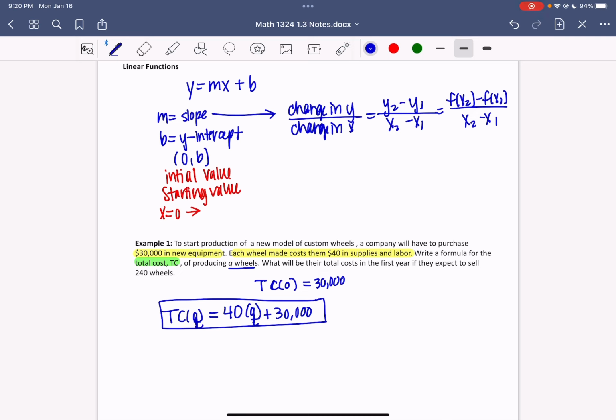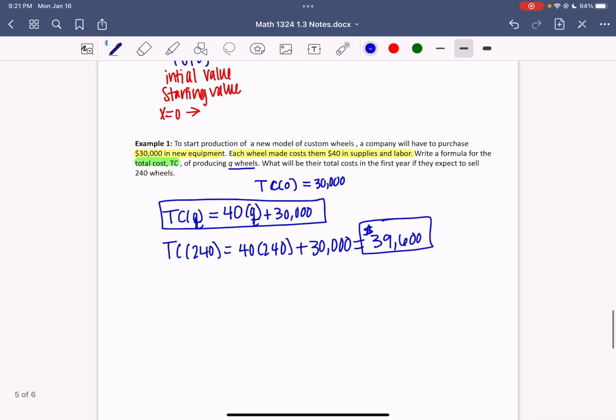So TC is an increasing linear function. With this formula, we can take it a step further. It said, what will be their total cost in the first year if they expect to sell 240 wheels? Now that we have our formula set up, we'll just say TC of 240 would be 40 times 240 plus 30,000. We'll just calculate that with our on-screen calculator, and that gives me 39,600. So the total cost in the first year of producing 240 wheels would be 39,600.